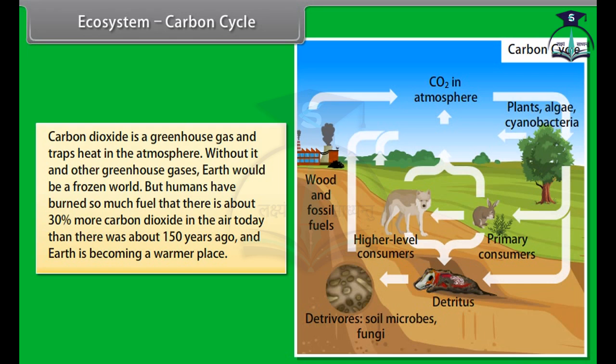But humans have burned so much fuel that there is about 30% more carbon dioxide in the air today than there was about 150 years ago, and Earth is becoming a warmer place.